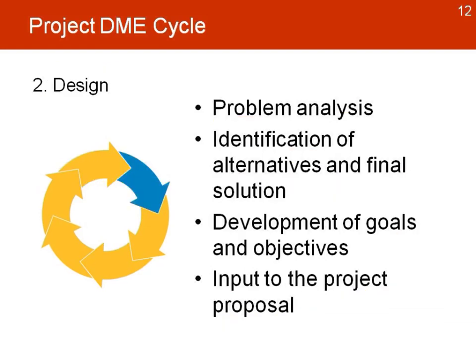The second step is the design. Once the concept is approved, then we go into a problem analysis that has more detailed information. There is the identification of alternatives and a final solution, the development of goals and objectives, and it is the final input to the project proposal. All of these elements of the design help us have a good understanding of what we need to do in order to solve the problem.